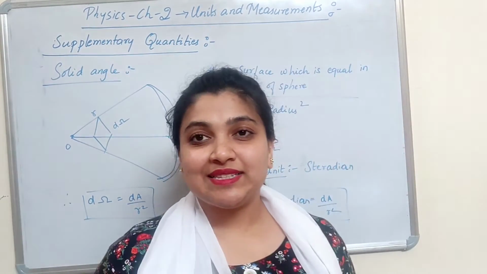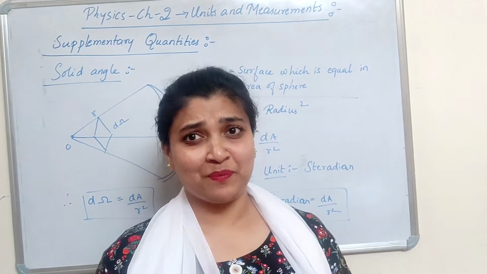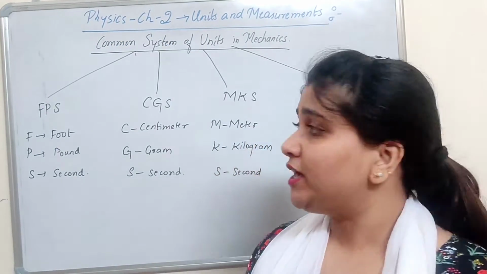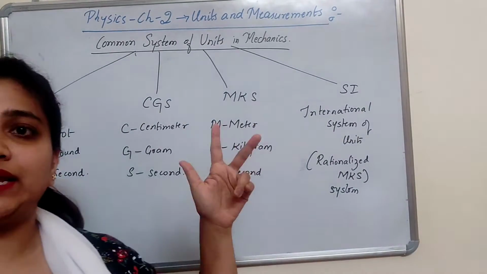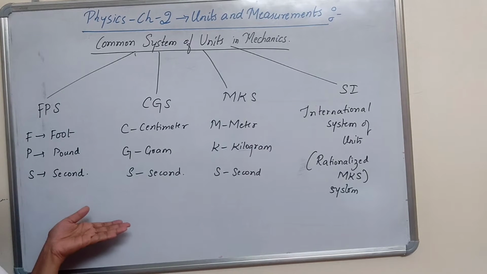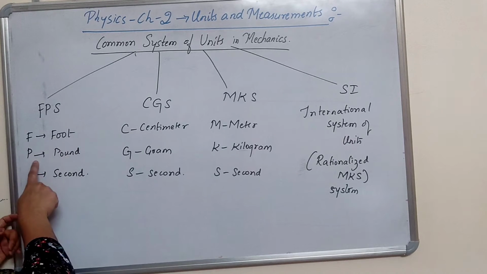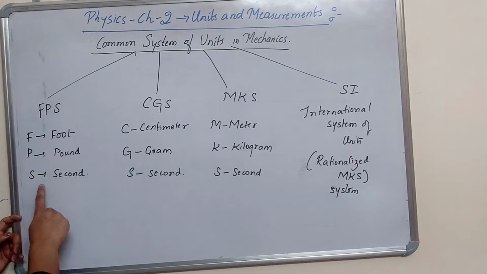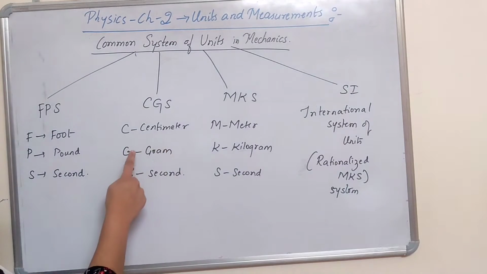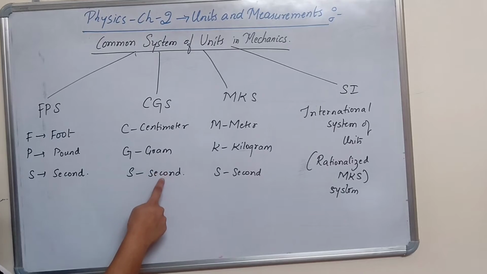So these are nothing but 7 fundamental quantities plus 2 supplementary quantities. Now let us get going for the next. Let's start. We have different types of units in physics. Mass, length and time we categorize under 4 systems. The first system is called the FPS system. It is called the British engineering system, where F symbolizes foot for length, P symbolizes pound for mass, and S symbolizes second for time. Then we have the CGS system, which says C for centimeter, G for gram, and S for second.